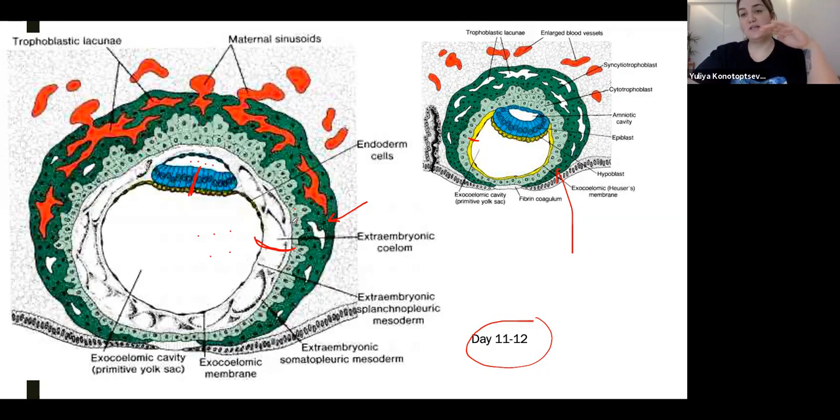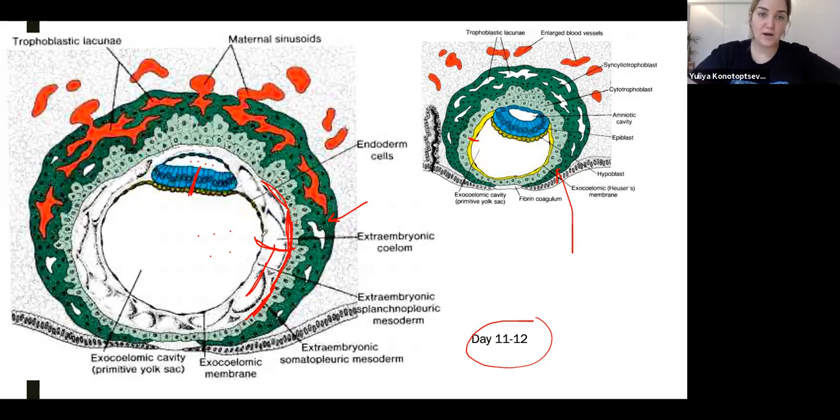These are the longest names in embryology. Nothing is longer than that. So that part of the membrane which is closer to the cytotrophoblast, that part of the Heuser's membrane, is known as the extraembryonic somatopleuric mesoderm. This is the part which is closer to the cytotrophoblast. These are the spaces that divide your Heuser's membrane.